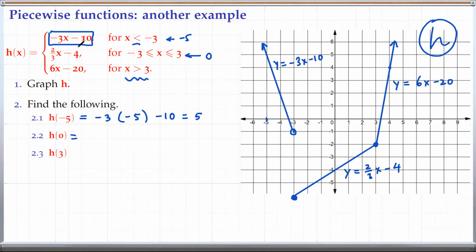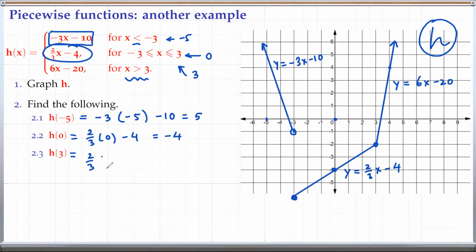So we use the second function here, 2/3 x minus 4. So it will be 2/3 times 0 minus 4, which will be negative 4. And that we can see over here also. When x is 0, y is negative 4. And h of 3 also lies in the second interval over here, because the third interval contains the values strictly greater than 3. So we need to use the second function again.